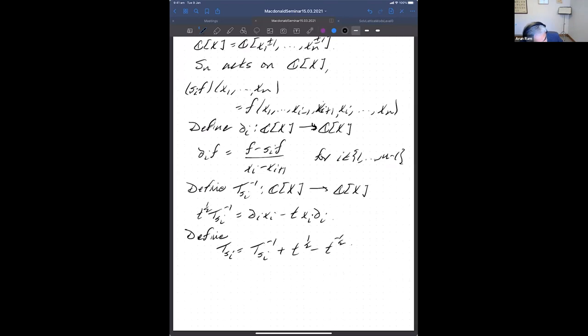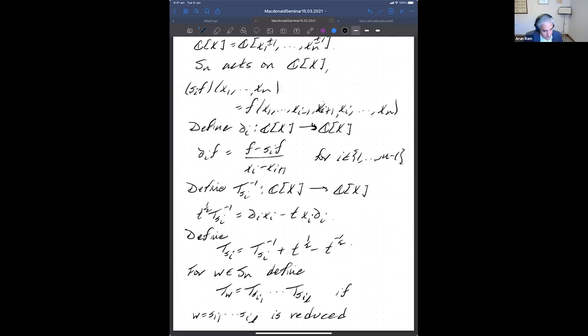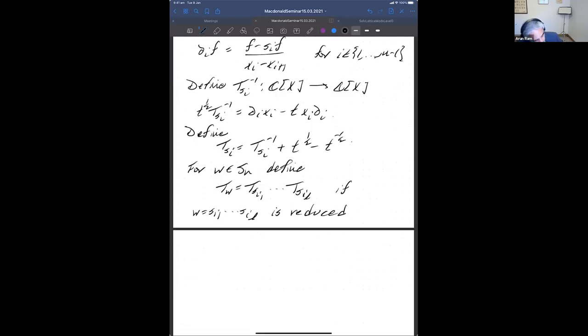Define T_w to be T_{s_{i_1}} up to T_{s_{i_l}} if w equals s_{i_1} up to s_{i_l} is reduced. All right. Okay, so that's enough. Now I can construct the Macdonald polynomials.